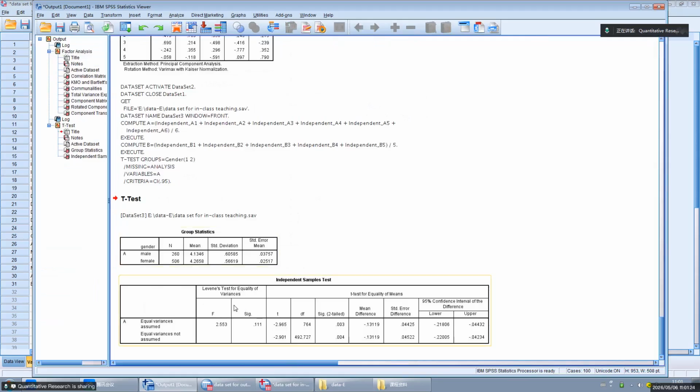Then you can see the table. I will explain the table.